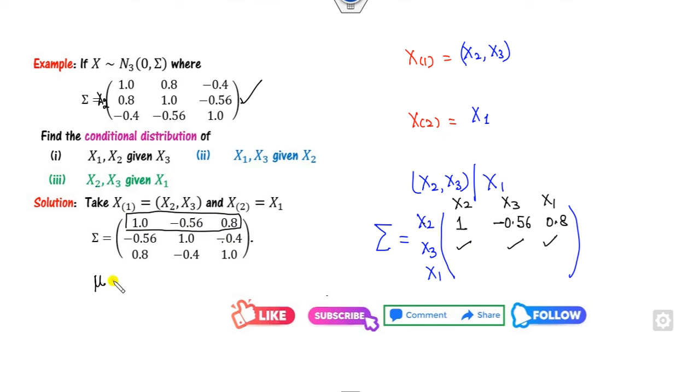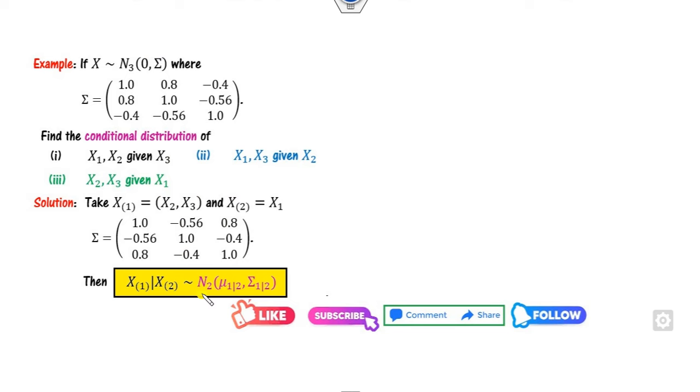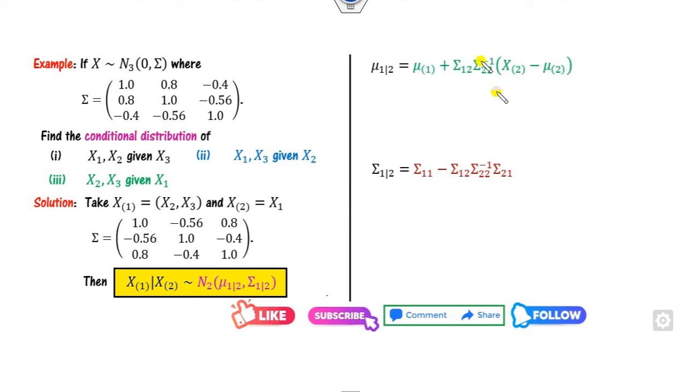Similarly, what is the mu? It will be my x2, x3, x1, because here matrix is always 0, 0, 0, so the values are similar. Now what is the dimension of this? Dimension is my 2, so again it's a multivariate normal distribution with the size 2. Again we can use the same formula.